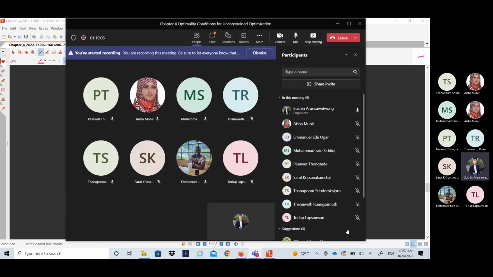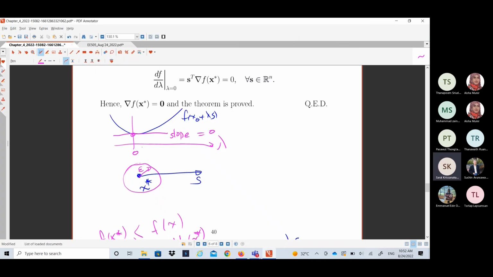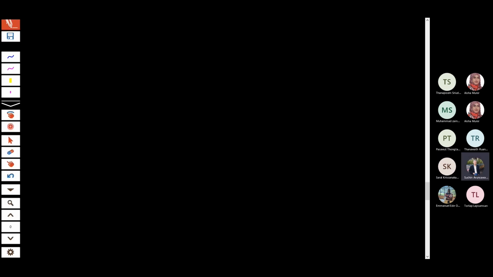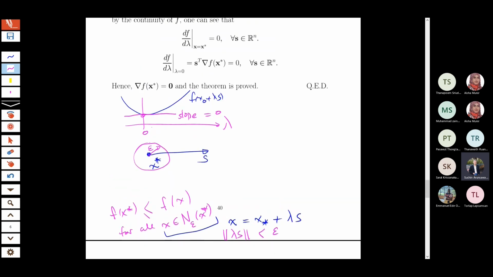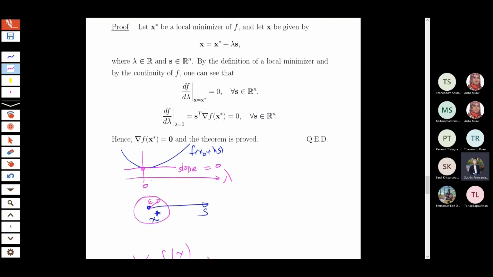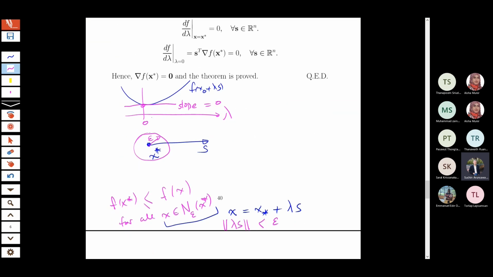Am I right, Saran? Yes, Ajahn, this is okay. So now this is the minimum of a single variable that all of us get used to, right? Okay. Now, once you understand this, then you say that this happens for all direction s that we choose.